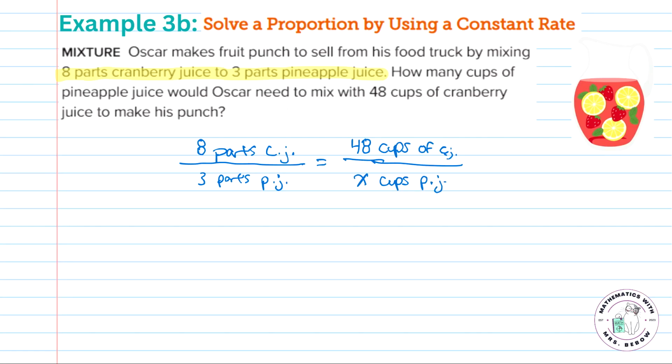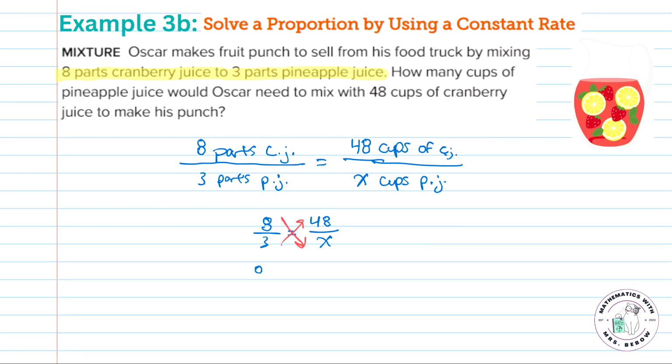And now that we have our numbers in the right spots, we can clean this up by just removing all of our labels. So I'm going to rewrite it as just 8 over 3 equals this 48 over X. And now we do our cross products. Again, there is another method of solving this. We could just use equivalent ratios, but just to keep it consistent, we're going to do cross products so we can remind ourselves how that works.